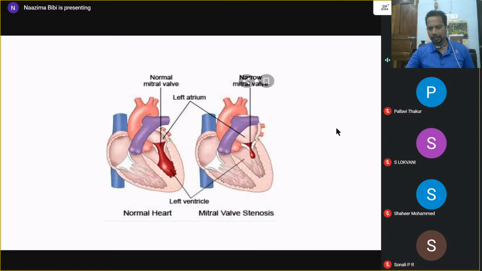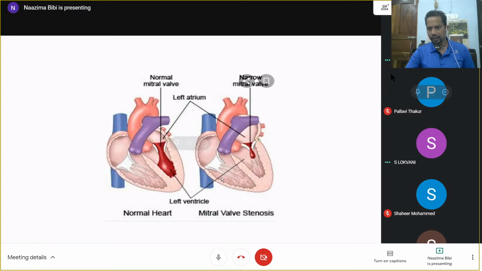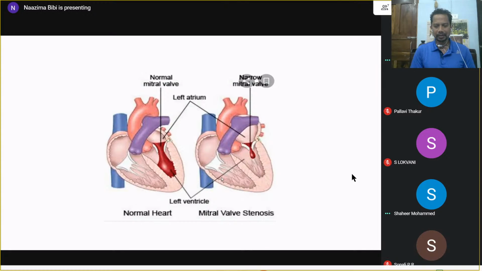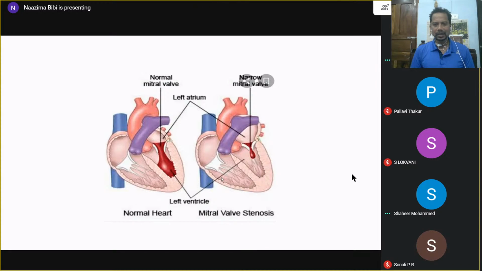How can I connect other people in the audio in chat? I can see only Nazima has the green three dots. Pallavi, Lokwani, Shahid. Guys, anybody can answer. It's just a normal class and it's okay. We have to make mistakes and learn, and we are all each other's teachers.